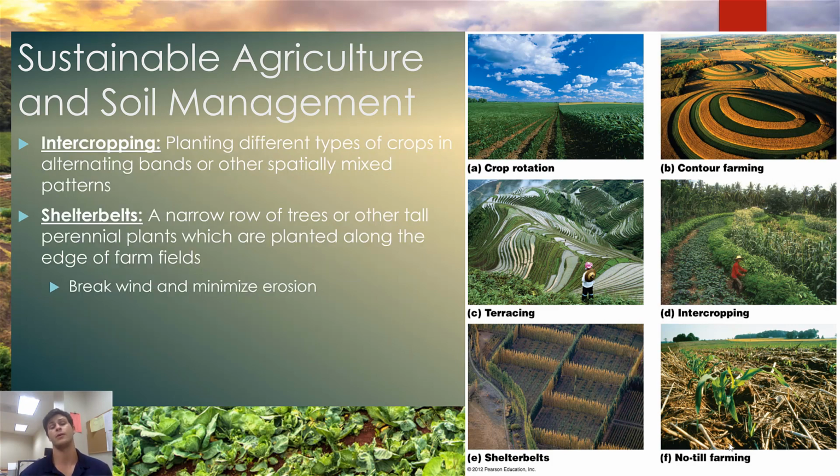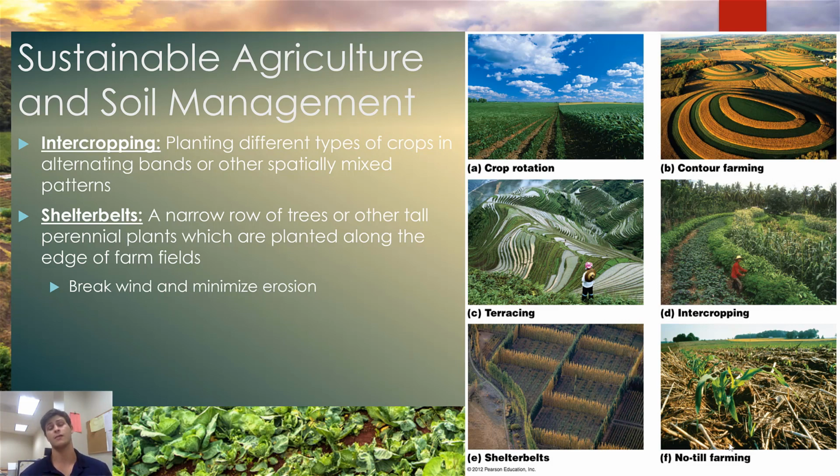Moving forward, shelter belts are another way to combat erosion in that this is where we plant narrow rings of trees around our farms as a way to stop wind from coming in and sweeping through. What this does is it essentially acts as a barrier for wind, and it slows down erosion.